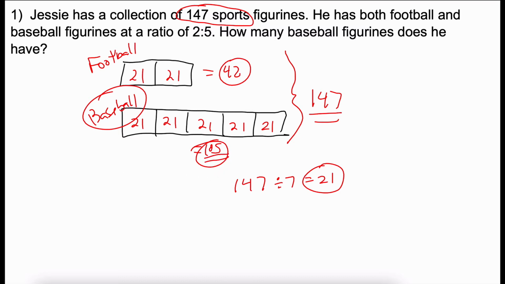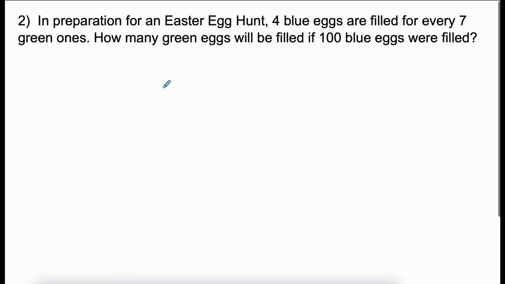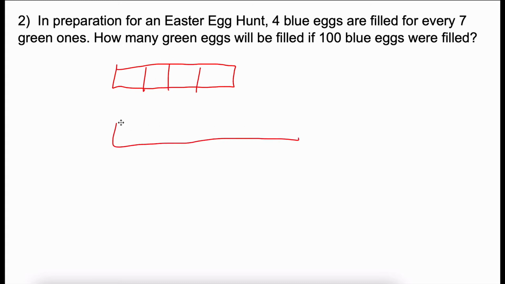So that's number 1. Number 2, in prep for an Easter egg hunt, 4 blue eggs are filled for every 7 green ones. How many green eggs will be filled if 100 blue eggs are filled? So 2 different ways you could do this. I'm encouraging the tape diagram just because it's nice to have that visual aspect, but I can also show this with a table real quick too.